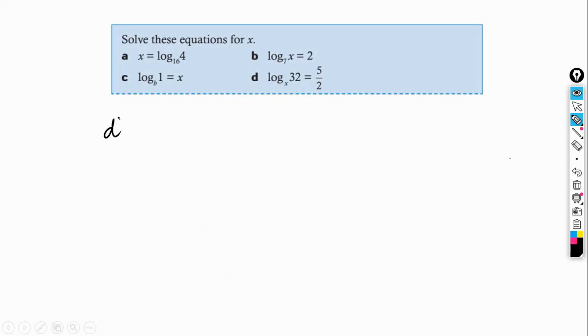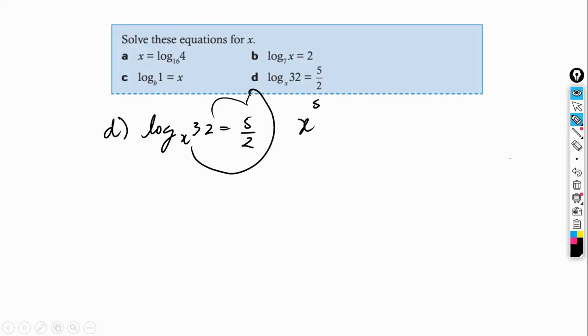So for D, we have log base x of 32 is equal to 5/2. So again, doing the heart rule, we would say x to the 5/2 is equal to 32. So let's rewrite it in exponential form. x to the power of 5/2 is equal to 32. So how do we do this? Well, remember that these equations can only be solved when you have the same base.